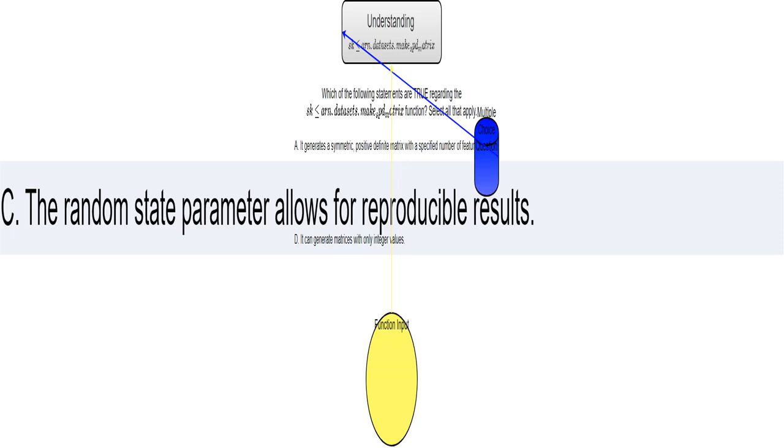The random_state parameter is crucial. It acts as a seed for the random number generator within the function. This ensures that when you use the same random_state, the function will produce the same output matrix each time. Reproducibility is essential in many data science applications.